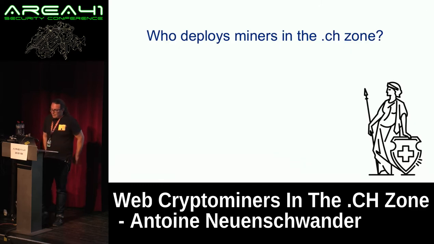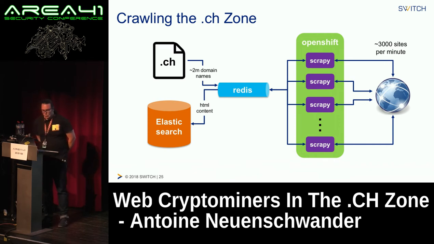Okay, so next, I wanted to figure out how bad this looks in the Swiss websites community. As a registry, we have access to all .ch domains. I took those, about 2 million domain names, took the file, and put that in a Redis queue. On the right of that Redis queue, you have an OpenShift with a little cluster of Docker instances which run Scrapy, which is a very nice Python project used to scrape websites. But in this case, I didn't want to scrape, I just needed the whole HTML file.